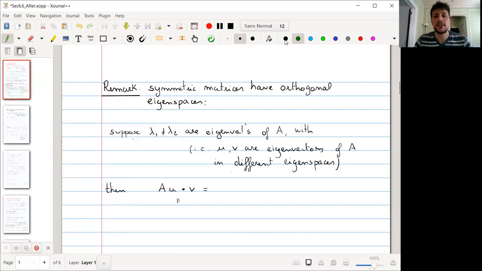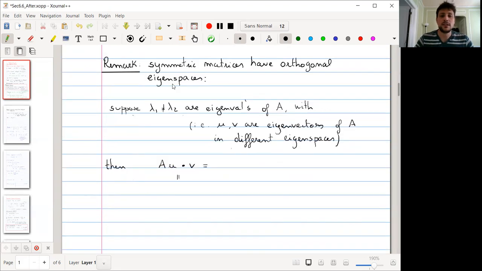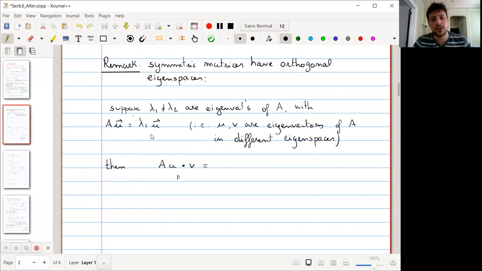Okay, let's have a look at this fact. If a matrix is symmetric, then its eigenspaces must be orthogonal with one another. Let's see why that's true. Suppose I take two different eigenvalues. So I take two distinct eigenspaces, and I take distinct eigenvectors. So maybe I'll do u and v such that u is a lambda1 eigenvector and v is a lambda2 eigenvector.